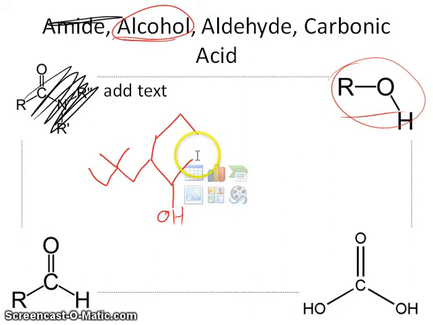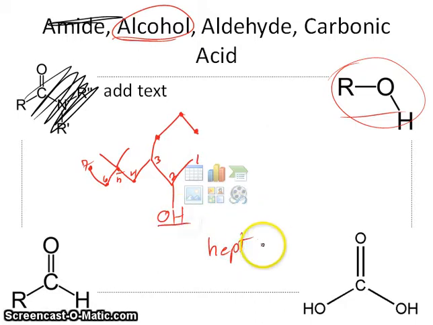All right, so 1, 2, 3. Now here you can either go up here and give that one 4, or go down here and give this one 4. But if you give this one up here 4, you go 4, 5, 6, as opposed to this one, where you go 4, 5, 6, 7. So clearly you're going to assign 4 right here, then 5, 6, 7. So now you know that's going to be hept. And with this alcohol group here, it's going to be heptanol.